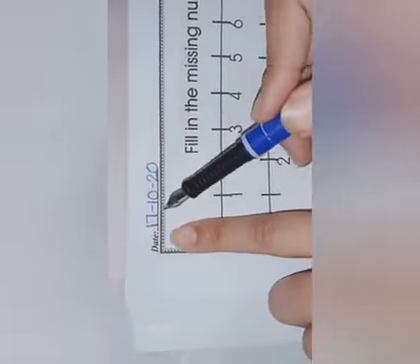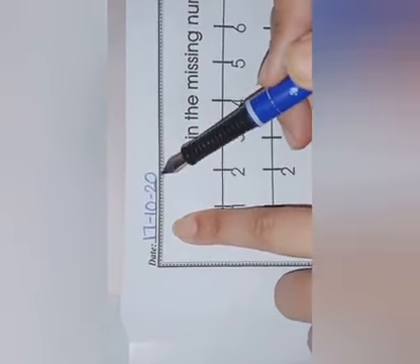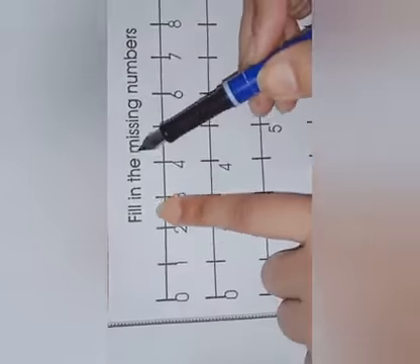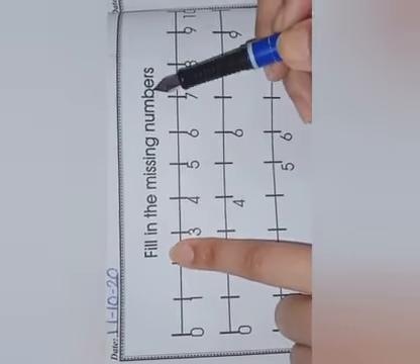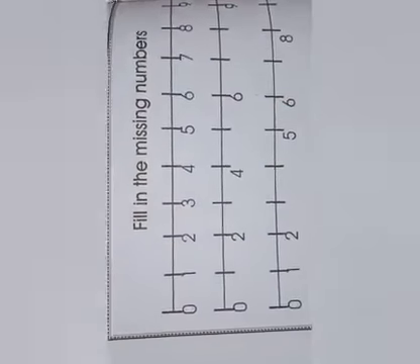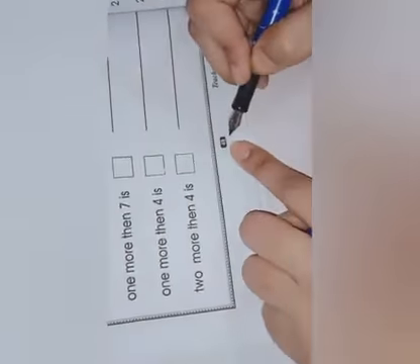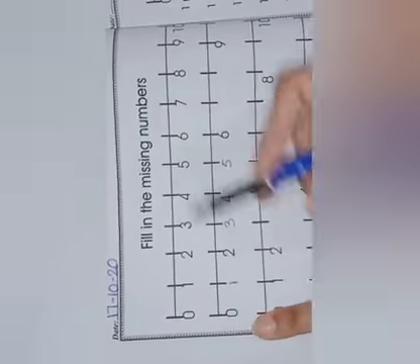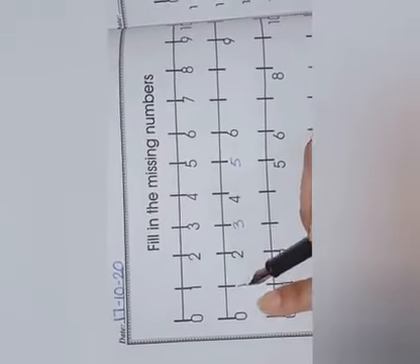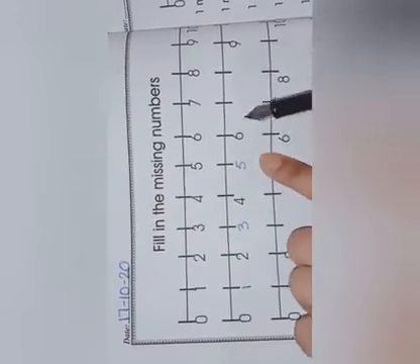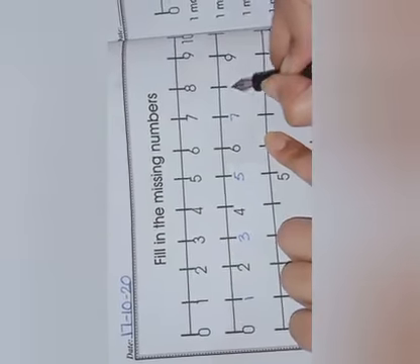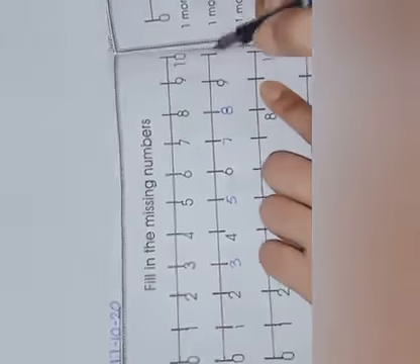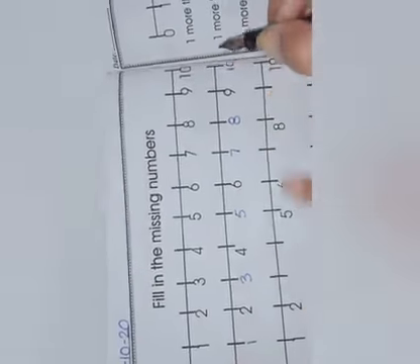First of all, you will write the short date 17-12-2020. Here our topic is fill in the missing numbers. We will do page number 48. Fill in the missing numbers. What comes after 0? 1, 2, 3, 4, 5, 6, 7, 8, 9 and 10.